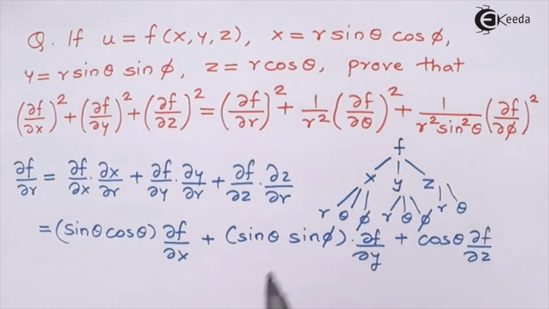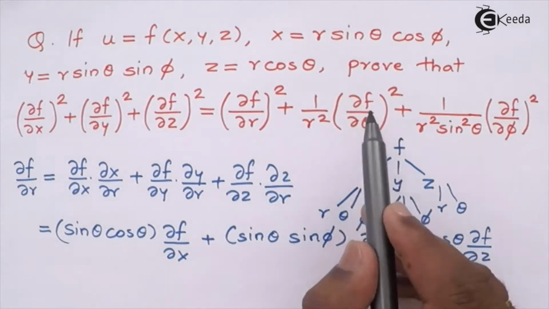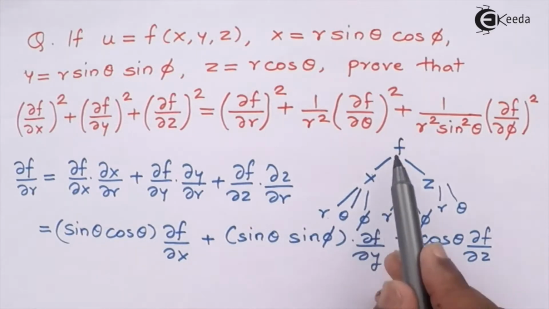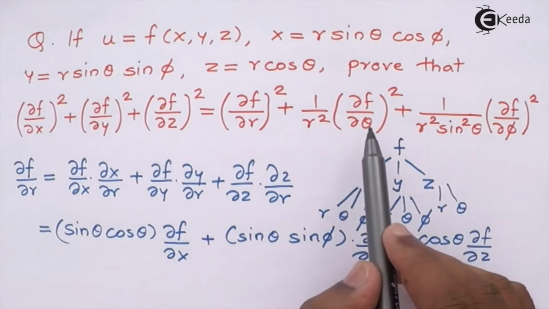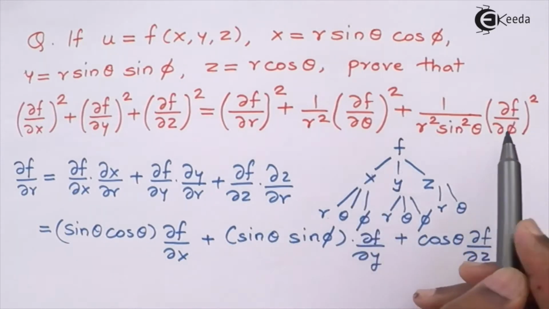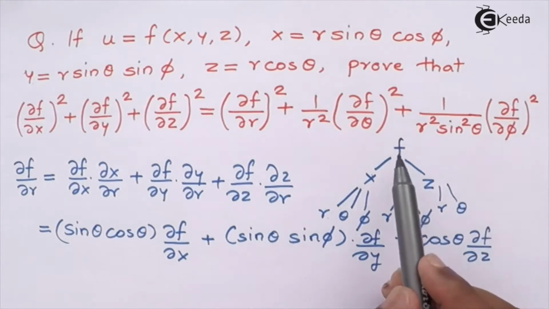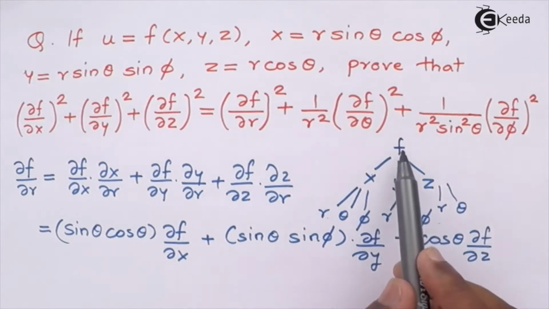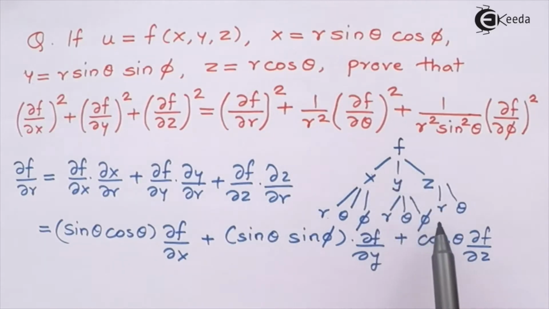Now let's find del f by del theta. For that, from f to theta there are three paths, so I'll apply the chain rule. And then, guys, in the end we'll find del f by del phi. For del f by del phi, from f to phi there are only two paths, that is f to x, x to phi, and f to y, y to phi. So we'll apply the chain rule accordingly. So let's start.